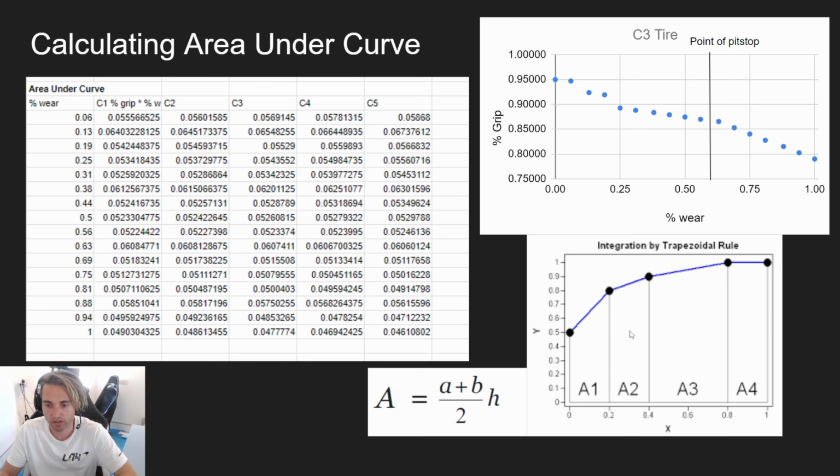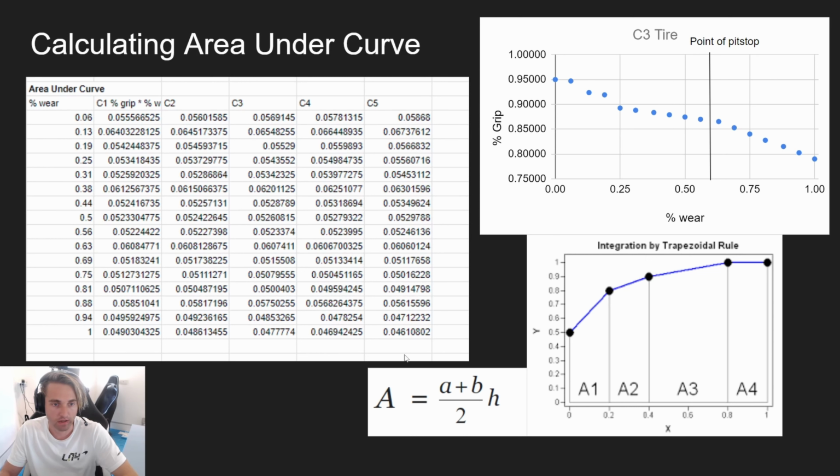So what we do is break up the curve into a whole bunch of different trapezoids, like you see here, and the formula for a trapezoid is just (a plus b) divided by two, times the height. In this case, the height is actually the x-axis here. So it's pretty easy to do that for all the trapezoids, and that's what we're calculating here. We're doing from 0 to 0.6, and we're getting 93 point something. We're getting the area under the curve there, and the units are percent grip times percent wear. So it's a double percentage is what the units are.